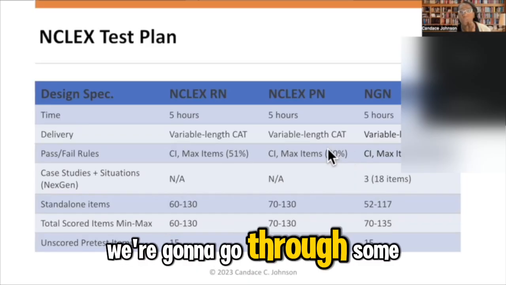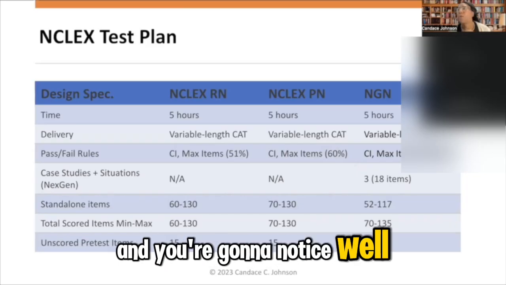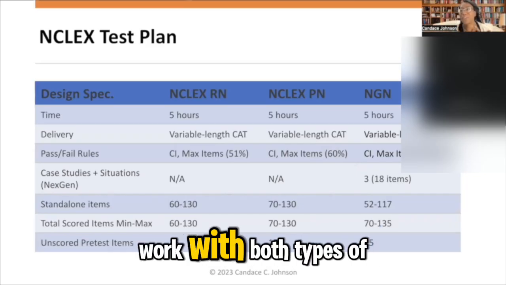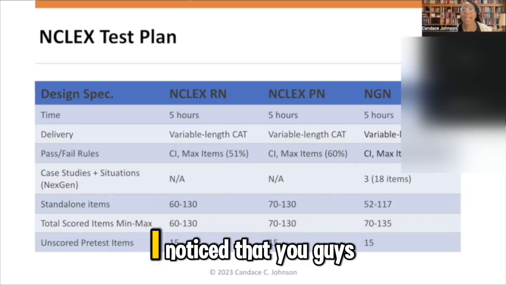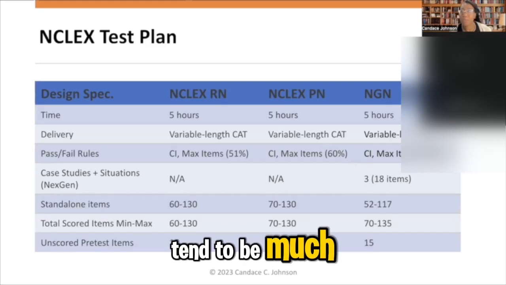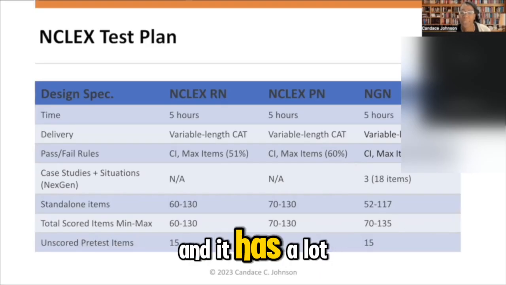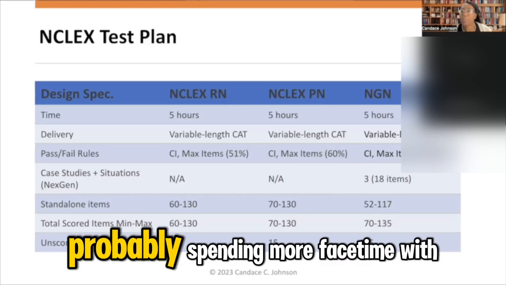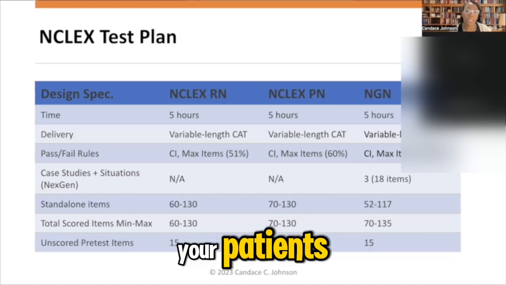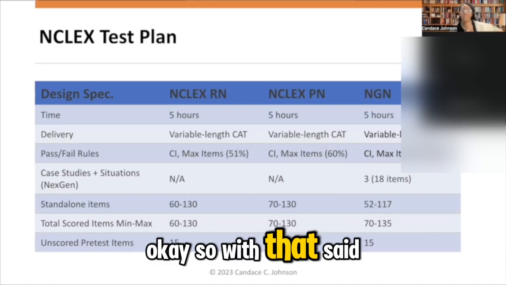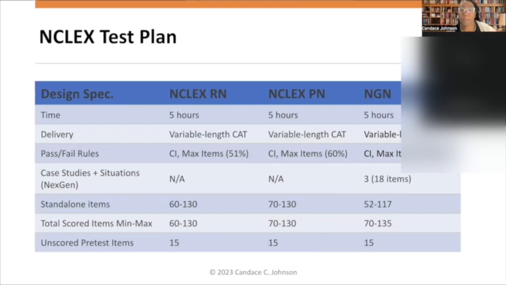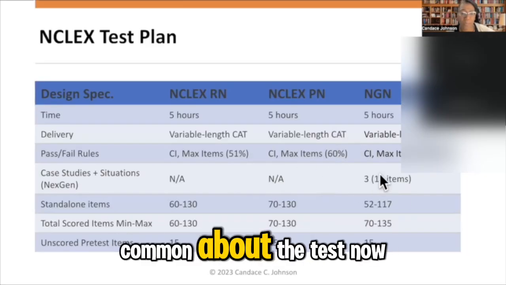And we're going to go through some practice questions, and you're going to notice, well, I noticed this because I work with both types of students. I noticed that you guys tend to be much higher on your foundational knowledge about your patients. And it has a lot to do with probably spending more face time with your patients. Okay, so with that said, there we are with what's common about the tests.